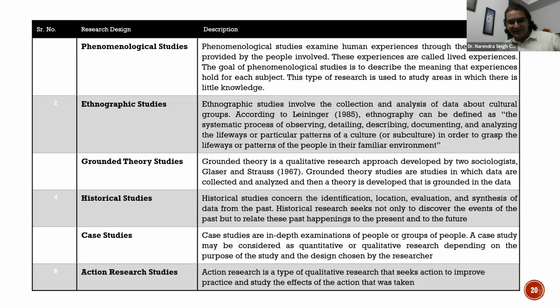Historical research involves identification, location, evaluation, and synthesis of data from the past, that is historical data. That not only helps to discover the events of the past, but also you can relate those events to the present and to the future. Generally, we say history repeats itself. And then at times we give examples from the past or the history.